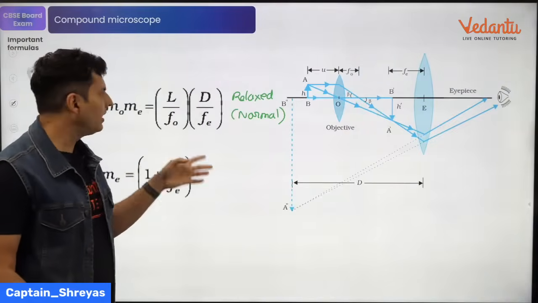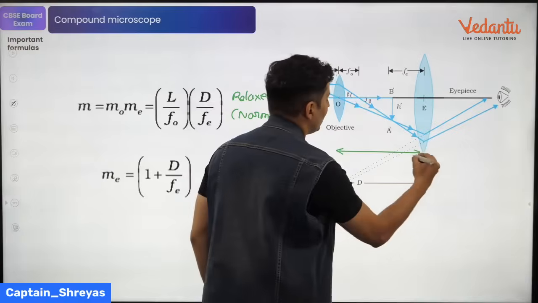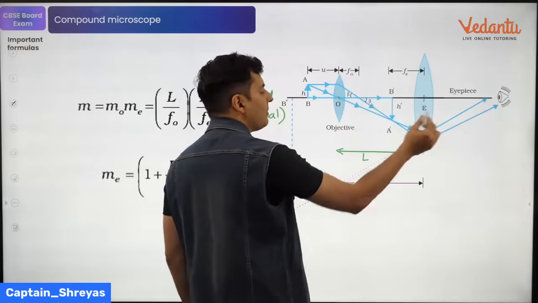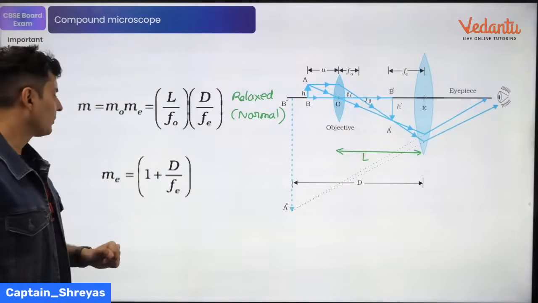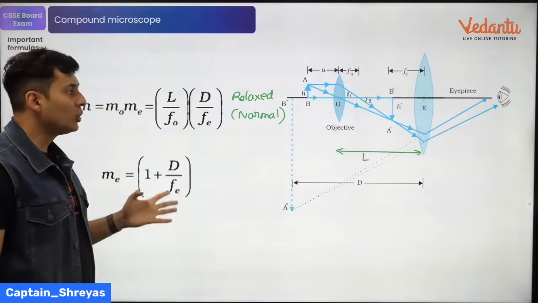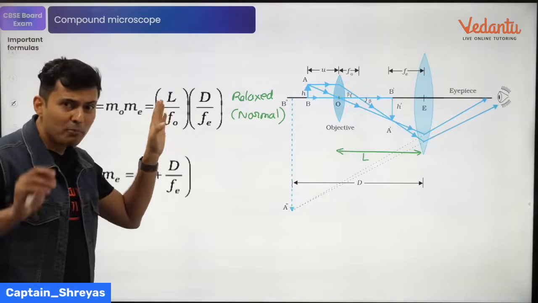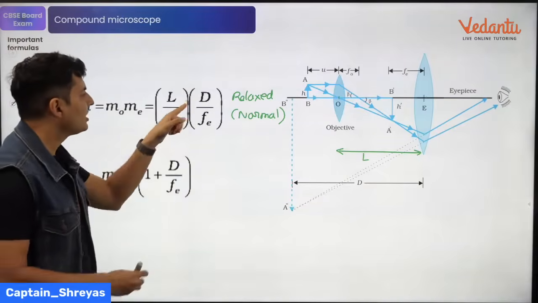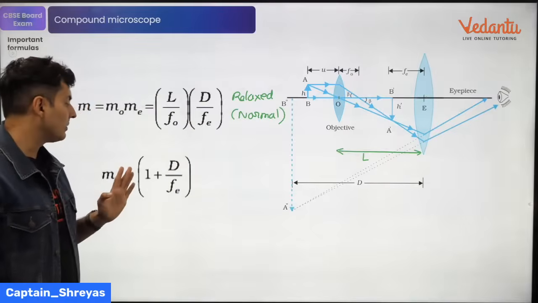D is 25 centimeters. L is basically the length of the tube, length of the microscope, which is from objective to the eyepiece. Whatever is the distance, that is the length of the tube. That is the formula that you're going to use for basically your normal vision. If by chance they give you for least distance of distinct vision, then just put 1 plus D by Fe. That's all. Nothing else will change.